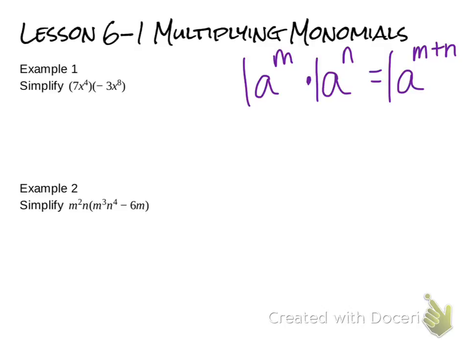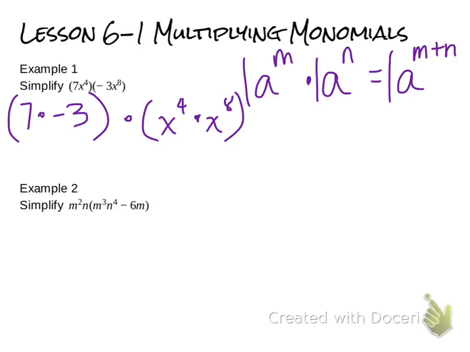We're going to simplify 7x to the 4th times negative 3x to the 8th. So I'm going to rewrite this with my whole numbers out front. My coefficients go together. I'm going to multiply those two together. Then I'm going to multiply x to the 4th times x to the 8th. When I do that, it gives me negative 21 here. Then x to the 4th times x to the 8th gives you x to the 12th, because I'm supposed to add those exponents. And that's your answer, that simplified version of multiplying this out, find that product.